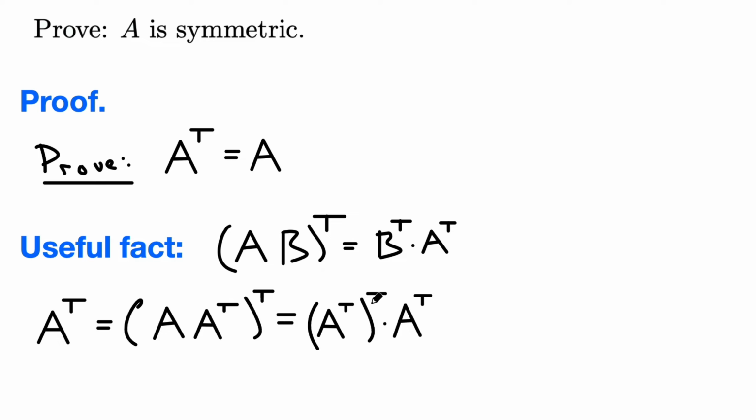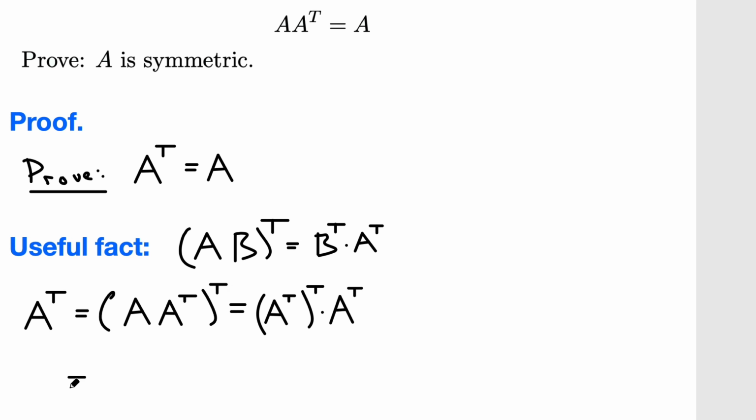times A transpose. Now I didn't mention, but another useful fact is if you apply transpose twice, you get the matrix back. So that gives us A times A transpose. Oh, but wait, that's familiar. That's exactly A. And we're done.